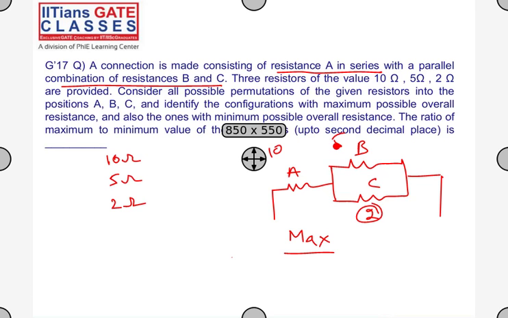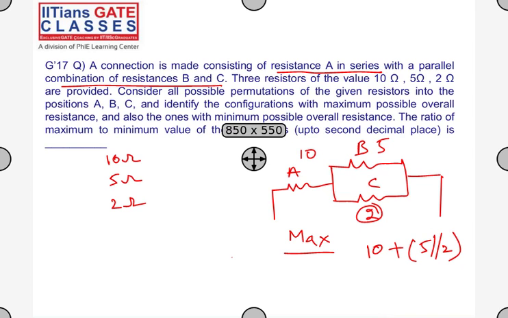If this is 10 ohms and this is 5 ohms, the parallel combination will be less than 2 ohms here, and this will be in series. So if I use 10 ohms, this will be minimum. The value you'll get is less. So what should be the combination for maximum? This is 2, this should be 5, and this should be 10. Maximum resistance is 10 plus 5 parallel with 2.